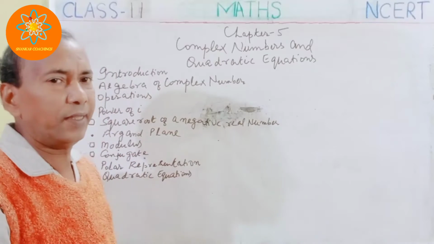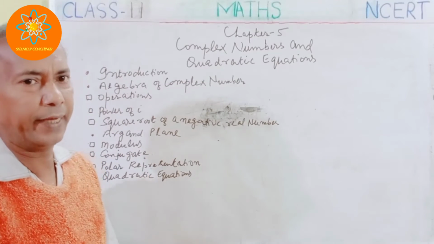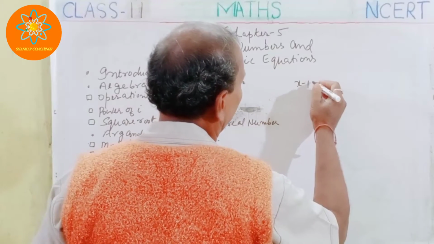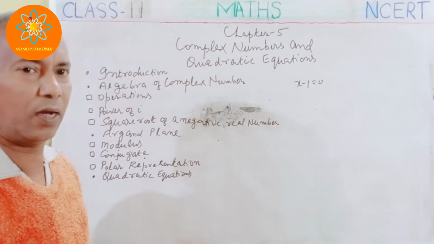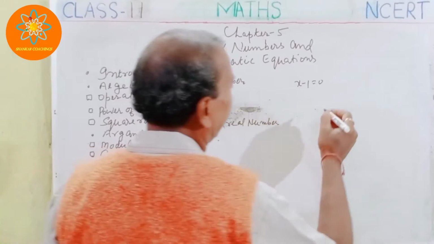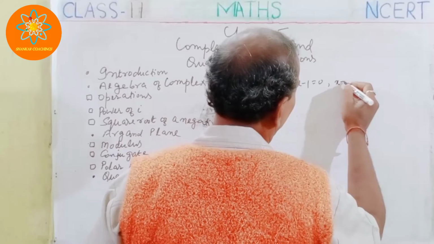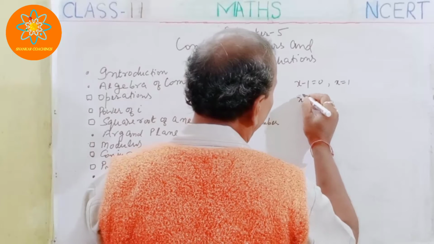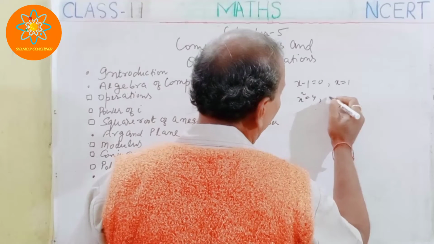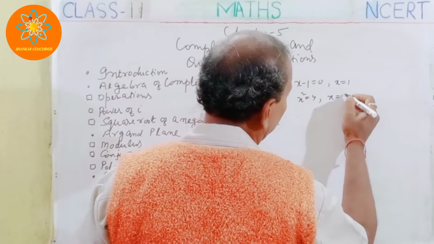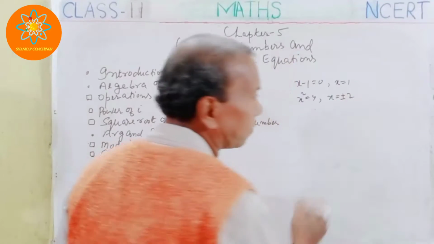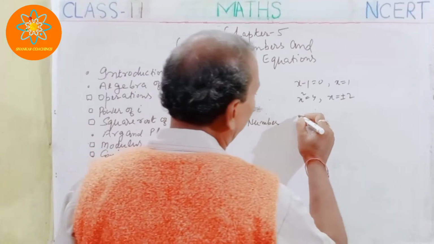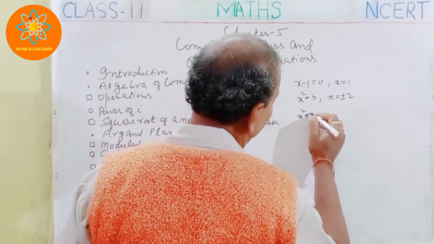See, we can find the solution of an equation like x minus 1 is equal to 0. Then we can say that this x is equal to 1. Similarly, if I have x square is equal to 4, then the solution of x is equal to how much? It is plus minus 2.